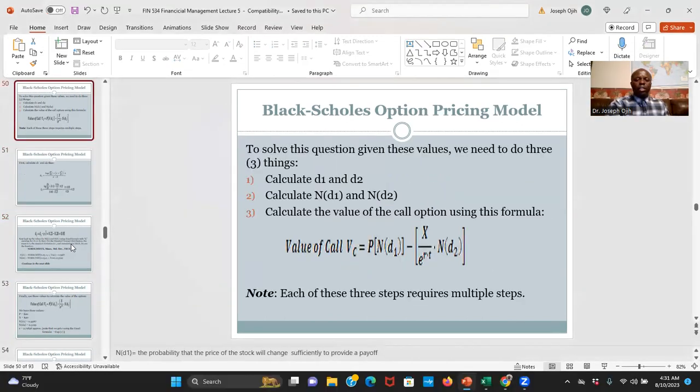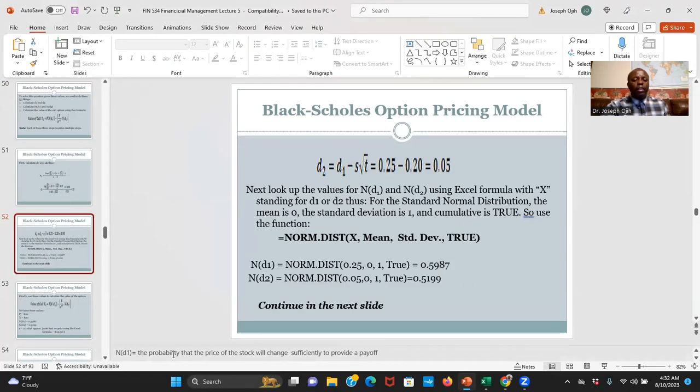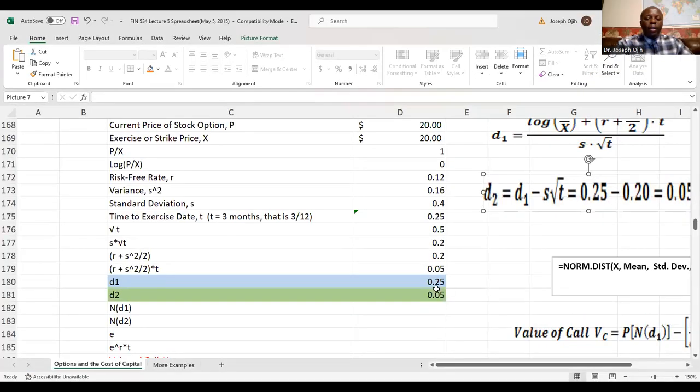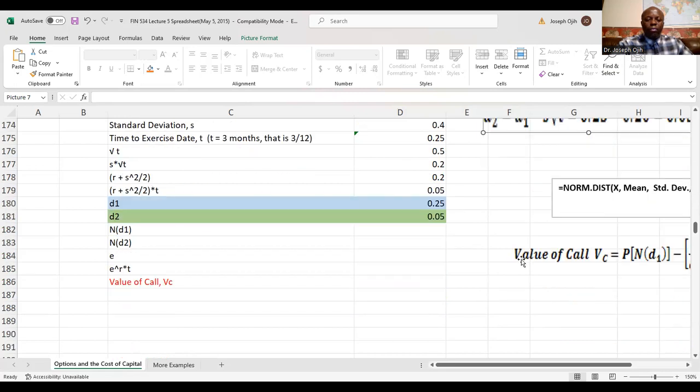Next, we have calculated D1 and D2. That's the first part. So we have done part 1, D1 and D2. Let's go to ND1 and ND2. Now, ND1 and ND2 actually tell us something about the options. ND1 is the probability that the price of the stock will change sufficiently to provide a payoff. Then ND2 simply means the probability that the option will be exercised. Okay. Now let us go and calculate both of them. To find ND1 and ND2, we have found D1 and D2. Let's find ND1 and ND2.